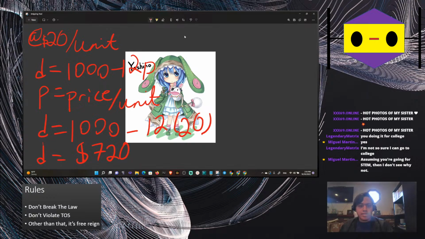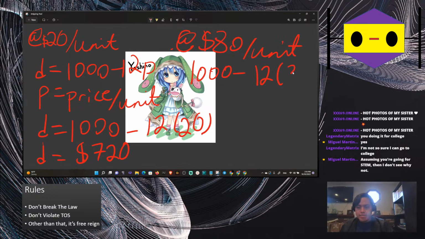And now let's do the same thing for at $80 per unit. We'll have 1,000 minus 12 times 80. So we'll have D equals 40 because this is 960, 1,000 minus 960. Like so. So D is equal to 40.